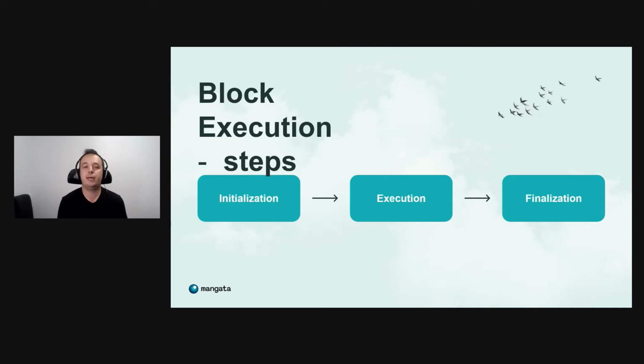But what does it actually mean to execute the block? There are three steps: initialization, execution, and finalization. These are mainly related to how pallets are implemented, because in most cases they require some initialization to initialize internal state to have some invariants fulfilled. Then the execution happens, so all the extrinsics are executed one by one, and eventually there is the finalization step, which is about cleaning up after work that has been done, also some post validation checks, and that's basically how it is.